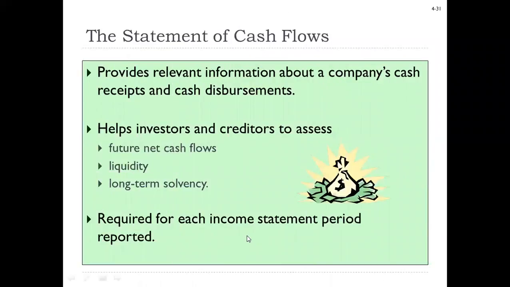Okay, statement of cash flows. The statement of cash flows is a required financial statement, and it provides information about where cash came from and where cash went to.